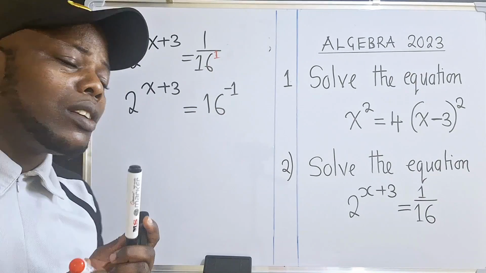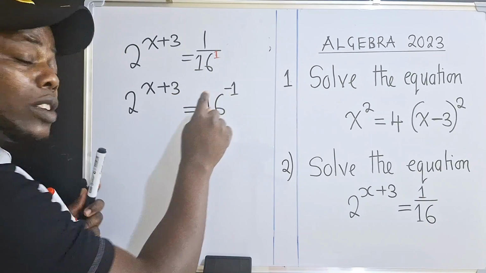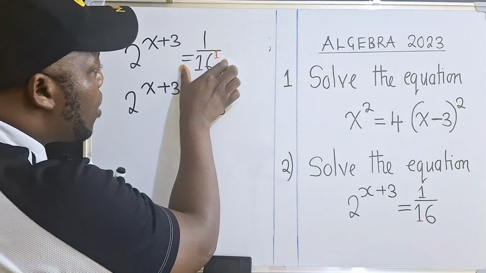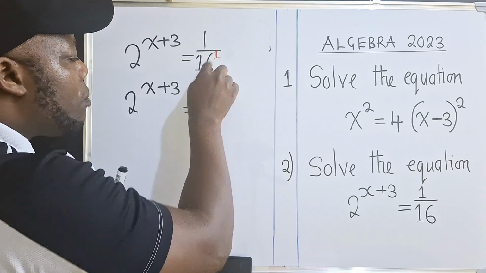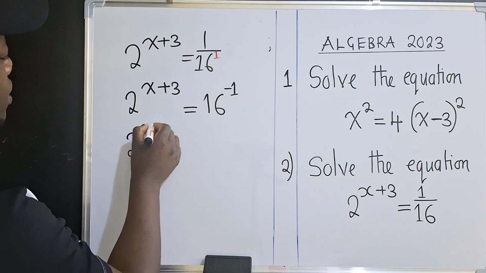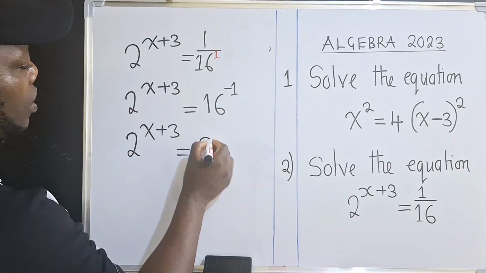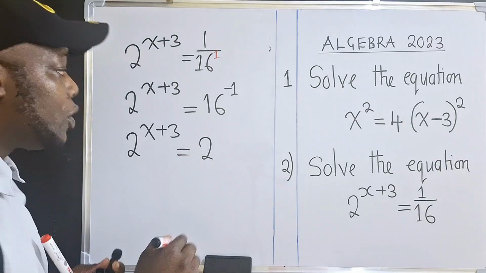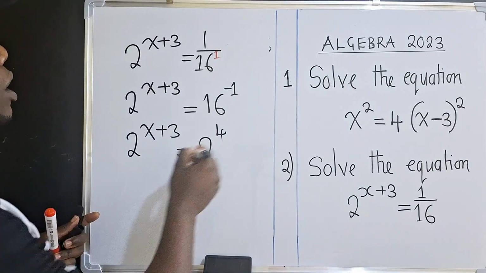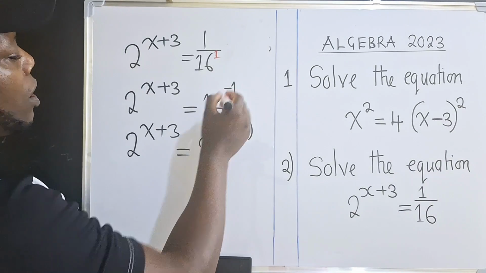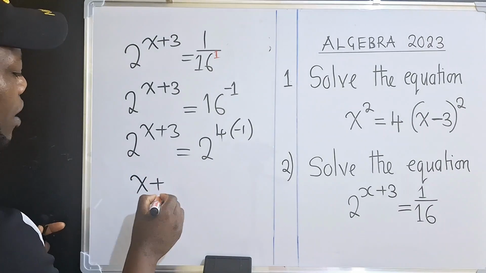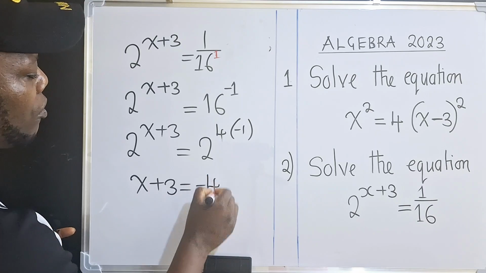Now, in the laws of indices, when it goes on top, the sign of the power changes. If it was positive when it's down here, the moment it goes on top, the power will become what? It will become a negative power. So the next thing here is to balance the bases. We want the bases to be the same. So we shall write 2^4. We know that 2^4 is the same as 16, all to the power -1. So now from this stage, we can say x + 3 = -4.